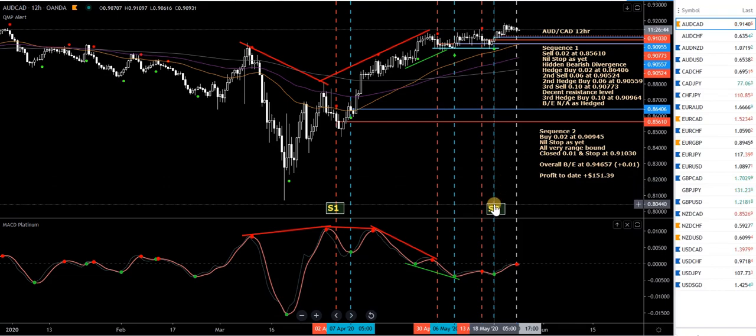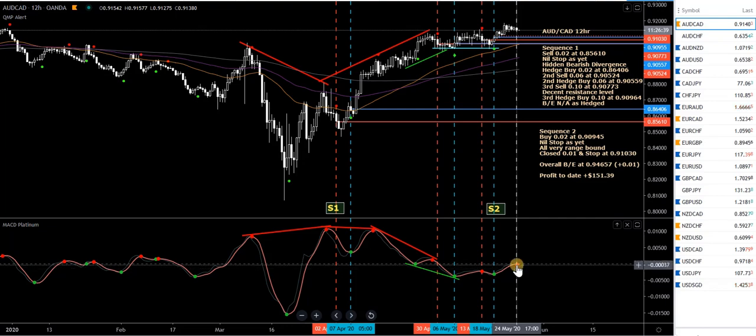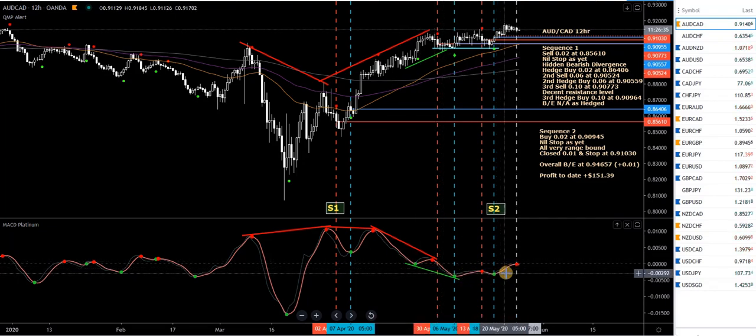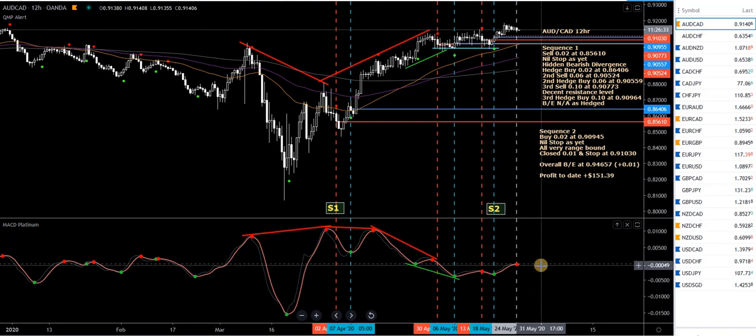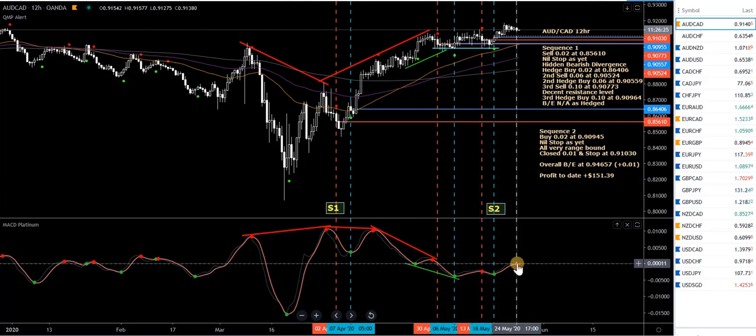So today I saw this red dot. This is the MACD Platinum. This is a zero lag MACD. It's an oscillator. It oscillates around this zero level here. Generally, I'm looking to buy when it's below the zero level and sell when it's above the zero level. Now we've got this red dot right on top of the zero level today.